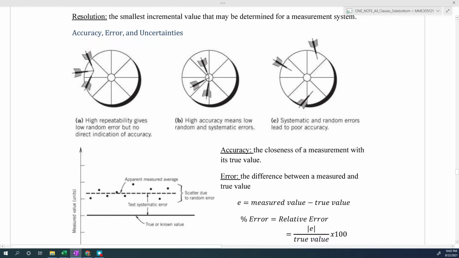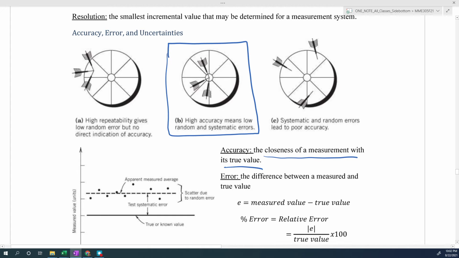In this video, we're going to talk about accuracy, error, and uncertainty. An example of accuracy is the closeness of a measurement to its true value. That's represented by a dartboard with everything hitting the bullseye. You can have consistent results within a measurement, but if there's some systematic uncertainty, you might be away from the actual value that you're trying to measure.